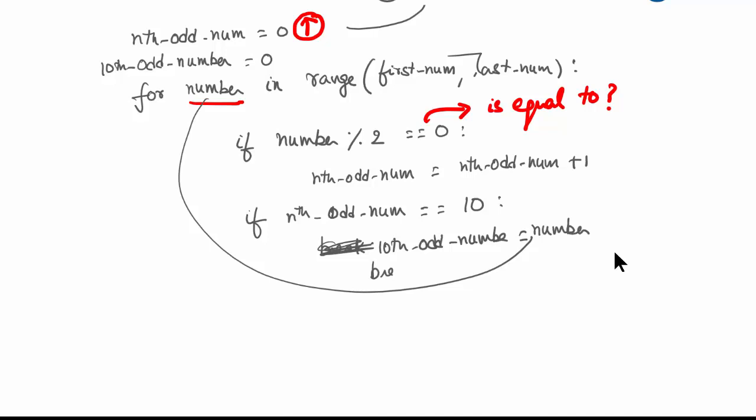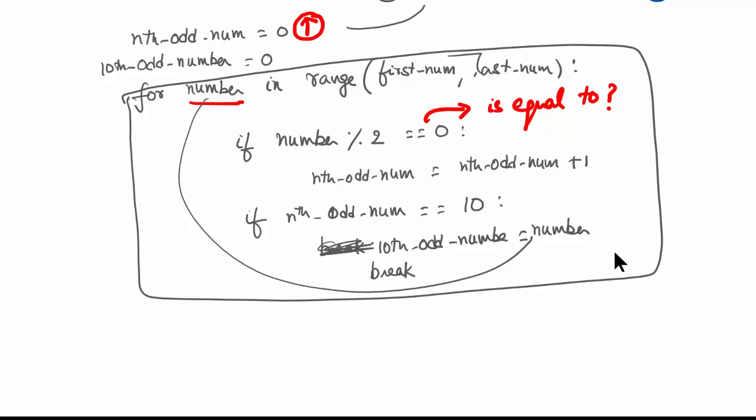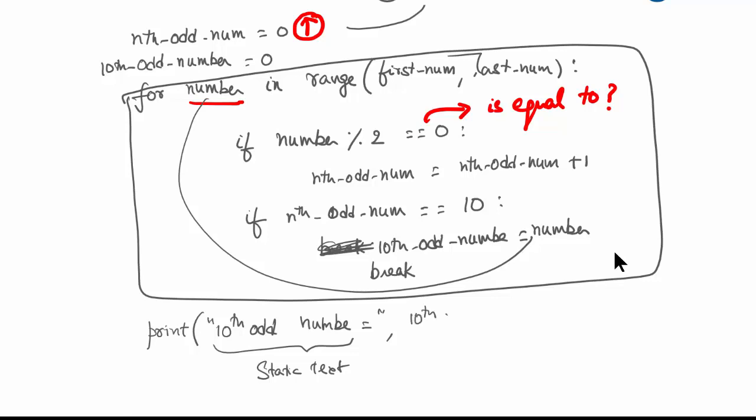and then break. Now break means what happens? This entire for loop breaks, right? And then over here we can say print 10th odd number equals, comma, and then you put the actual number. So this is a static text that always prints, and this is the dynamic variable. What is the number? 10th odd number. That's it. Is that clear?